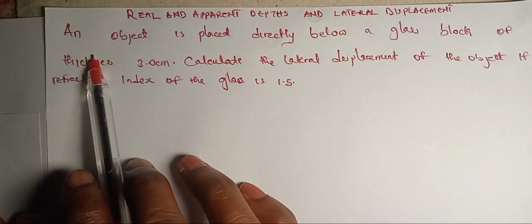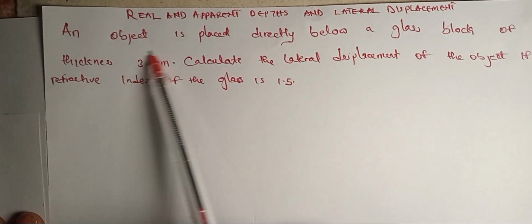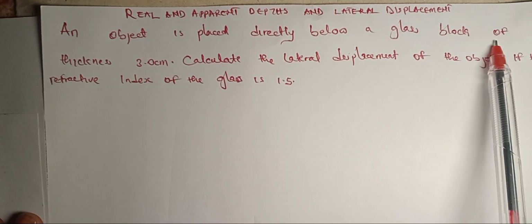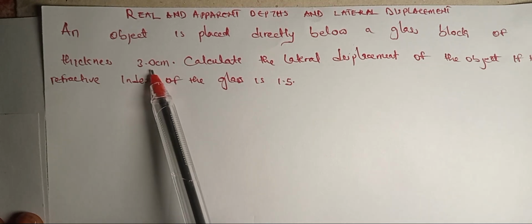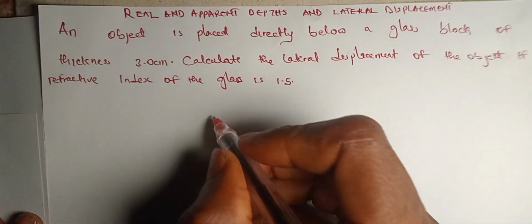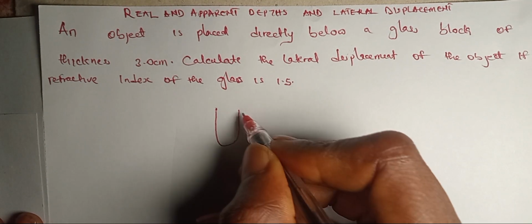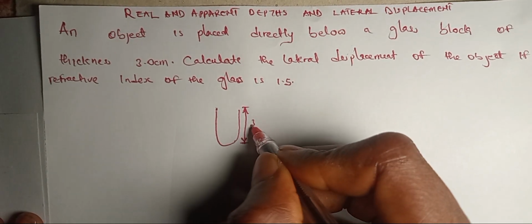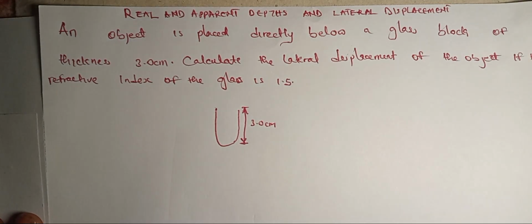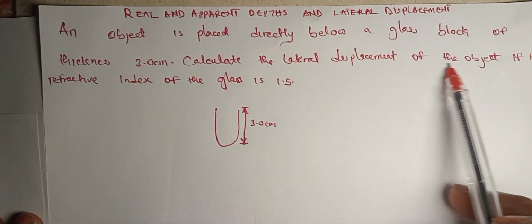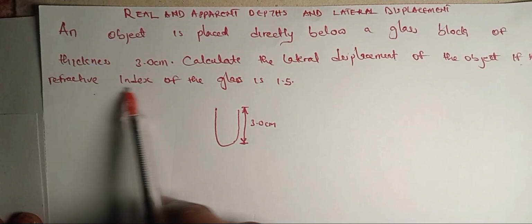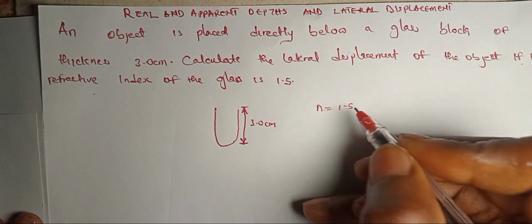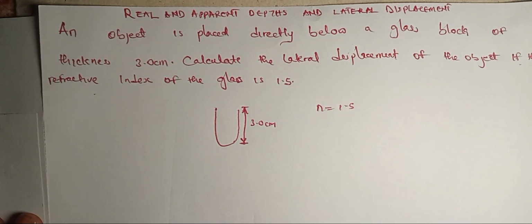So I have a question here. An object is placed directly below a glass block of thickness 3 centimeter. So the thickness of the glass is known as the real depth, that is 3 centimeter. Calculate the lateral displacement of the object if the refractive index, we are given, is 1.5. Refractive index does not have units.